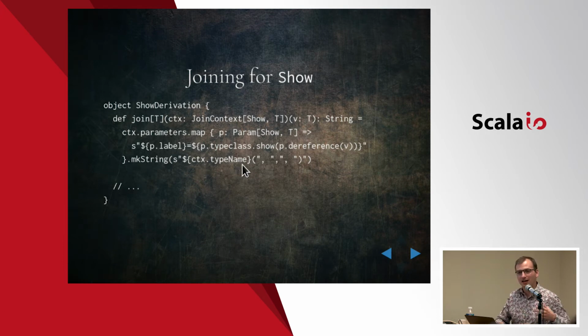We're going to use the type name, which again comes from the context, the join context. That is the name of the case class, whatever the type is called. We put an opening bracket, we fill in some commas in the middle and a closing bracket. So that this gives us, I think, a reasonable representation of showing any particular case class. You have to be a bit careful with how we write this in a generic way because we know nothing. But hopefully what you can see there is, it's not a lot of code. And by parametricity, it kind of writes itself. The only thing show can possibly take is a T that's been dereferenced by the dereference method on the same param. So it kind of joins up.